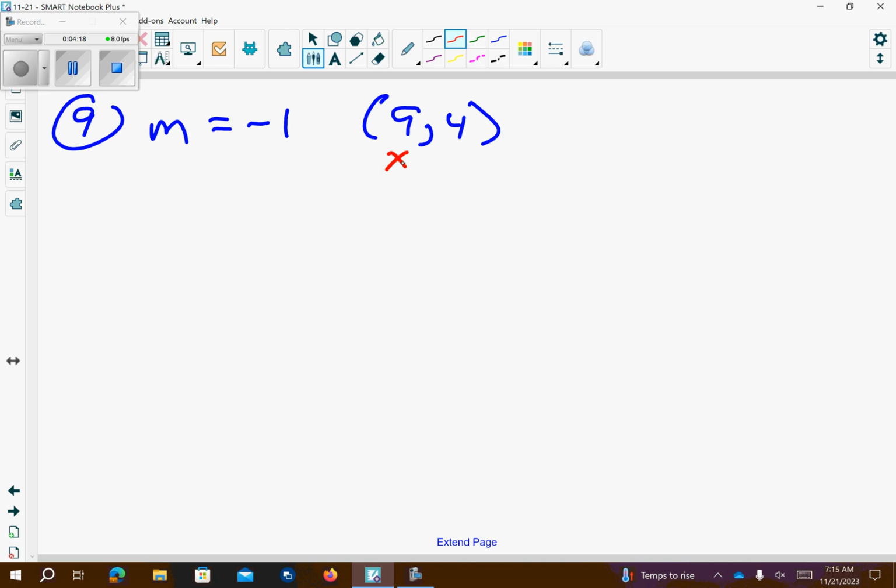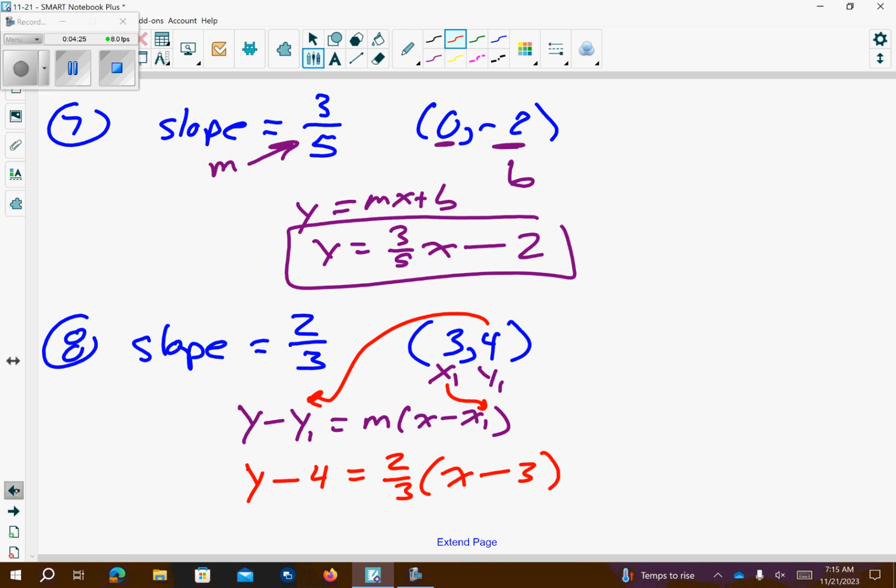Number 9, again, this is a point. So I'm going to use my point slope formula. Oh, I forgot to do one thing on this last one. I'm sorry. Let's make this look like y equals mx plus b.